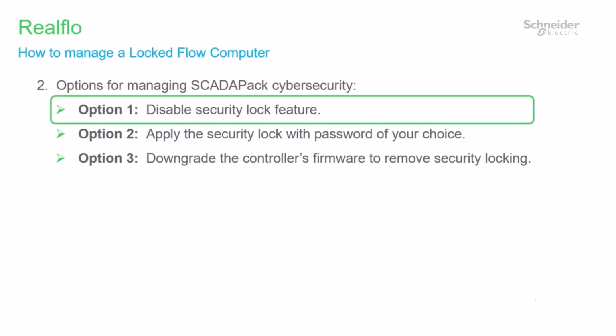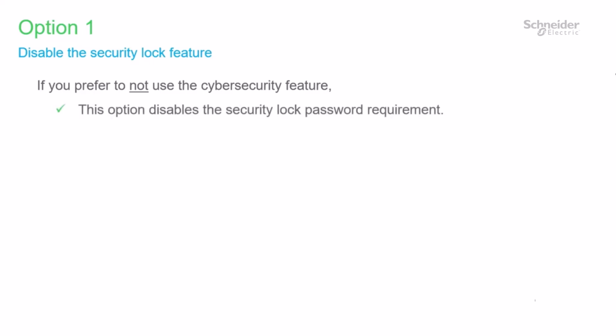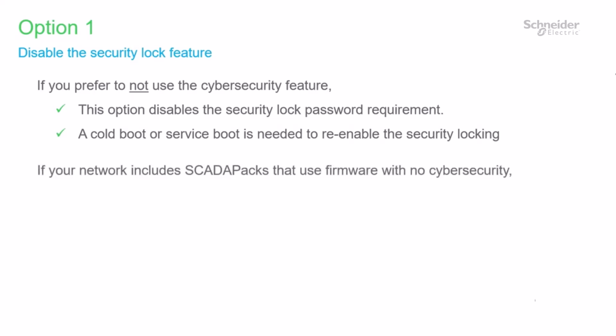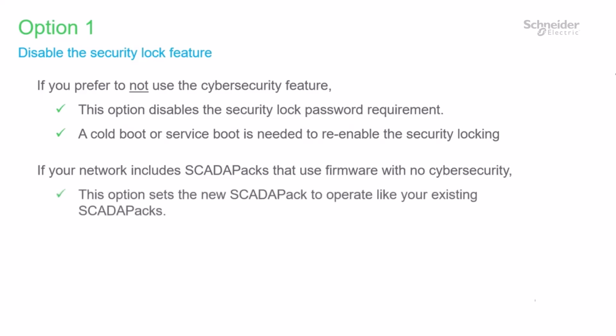Let's begin with option 1. How to disable the security lock. Note that the device must be unlocked or lock feature disabled in order to edit or write configuration changes to it. This option will disable the requirement for a security lock password. A cold boot or service boot is needed to re-enable the security lock. And if you have other SCADAPacks on your network that use firmware without the cybersecurity feature, this feature will set the new SCADAPack to operate like your existing SCADAPacks.